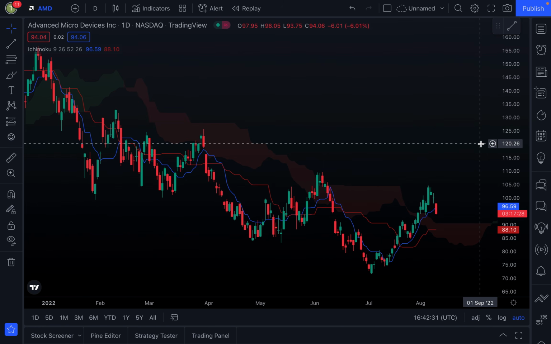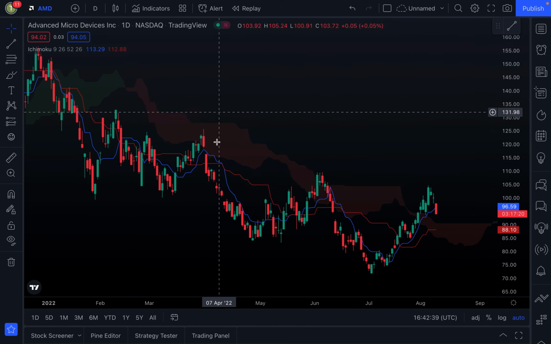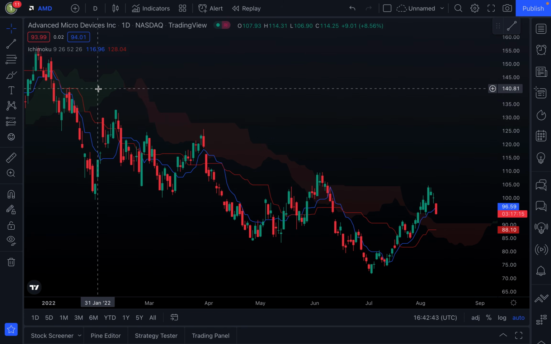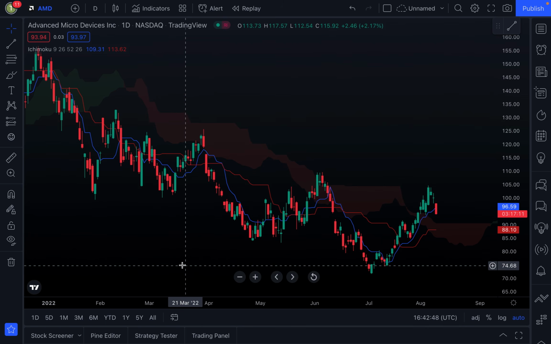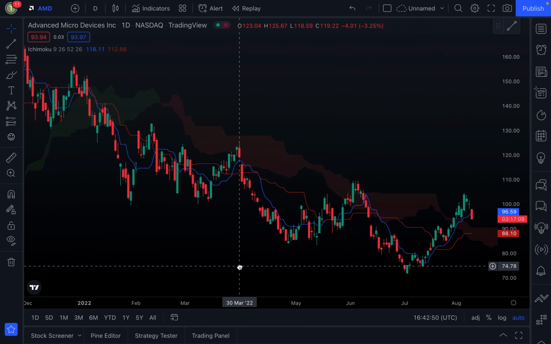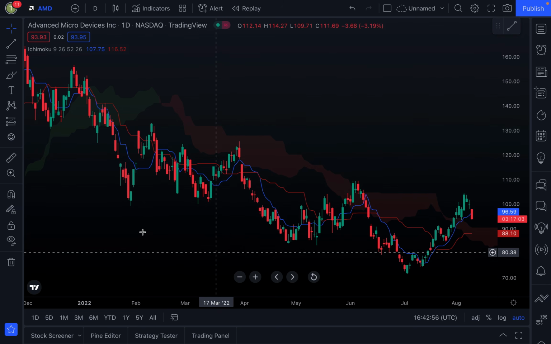So let's now talk more in depth on what these things tell us. So what does this tell us? The Ichimoku Cloud itself, which again is this red cloud, or it could be green as well, tells us a few things. So let's go ahead and talk about this. Basically, the first thing the Ichimoku Cloud tells us is the trend of the market.